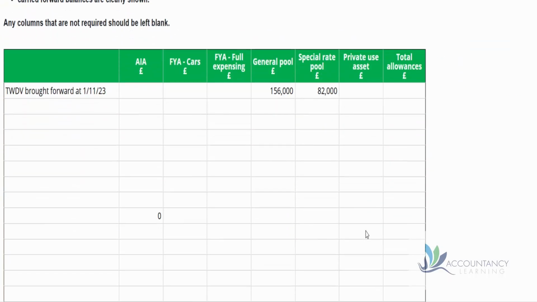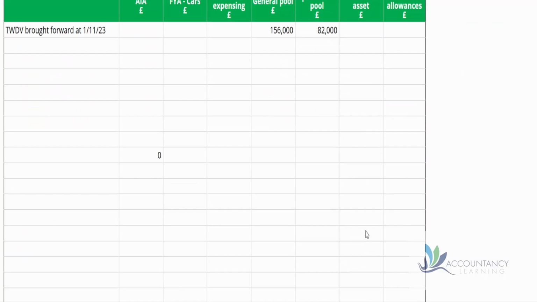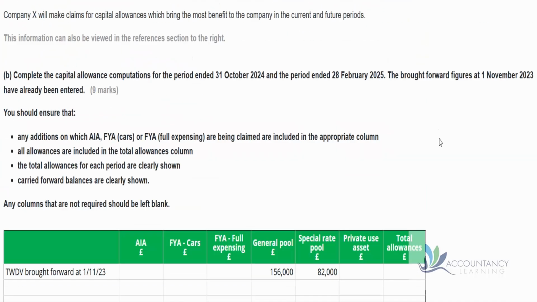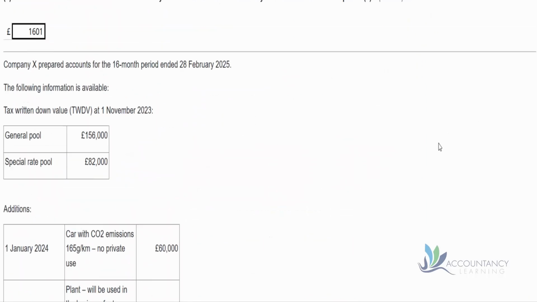Okay, so we can see there's our table. It's quite a big table. There's plenty of space here for you to be able to enter your figures. So that's quite nice. But we've got a brought forward figure for our general pool and we've got a brought forward figure for our special rate pool. So that special rate pool would be used for basically not very clean cars. Okay, so let's have a look at the information now then.